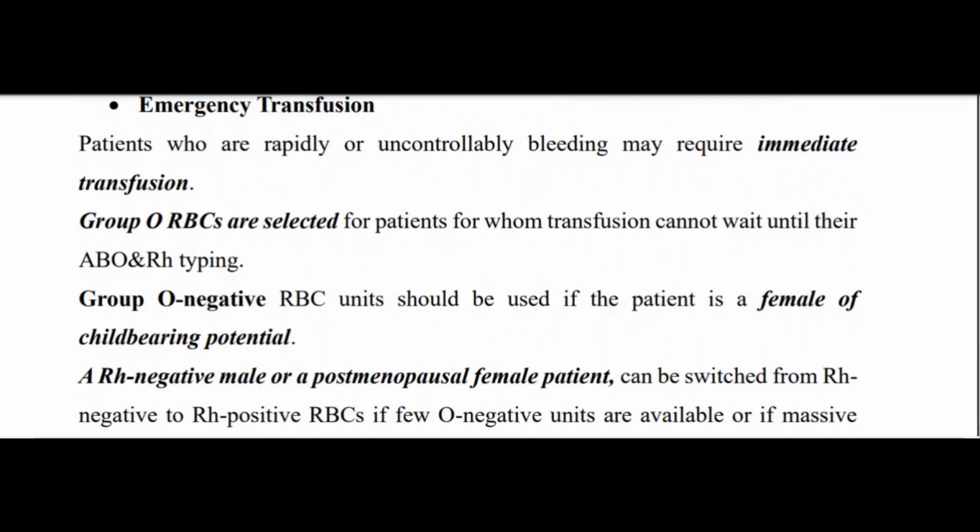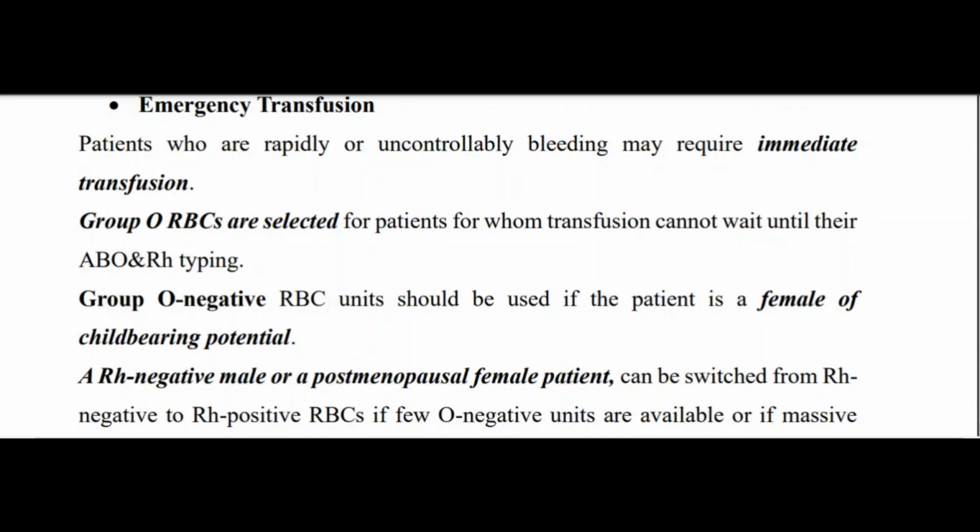Group O negative RBC units must be used if the patient is a female of childbearing potential. This is the only way you can use group O Rh negative.